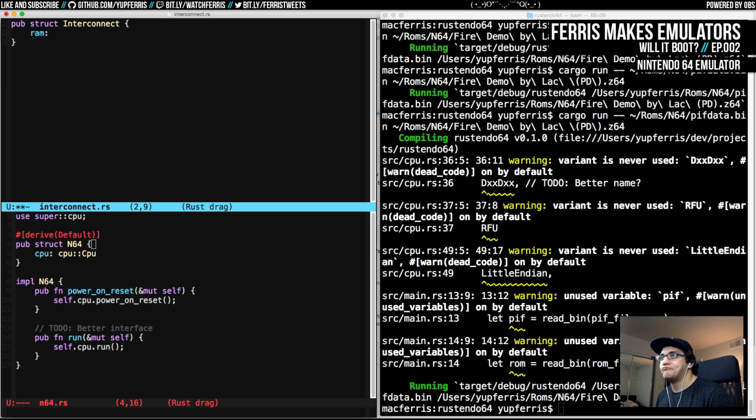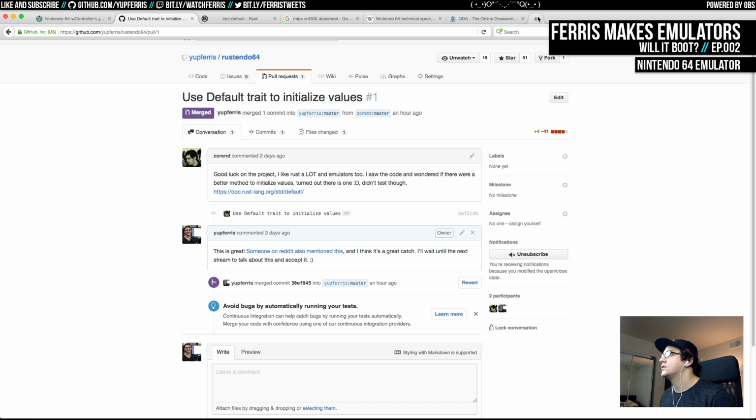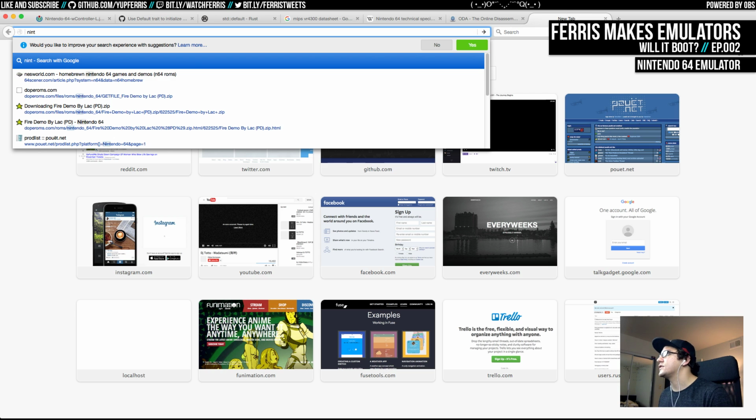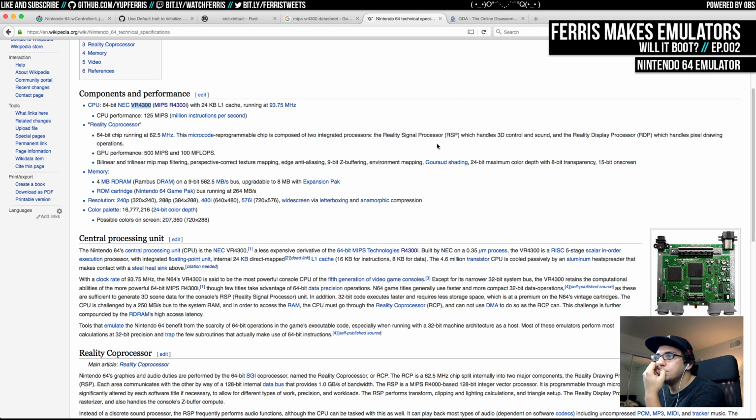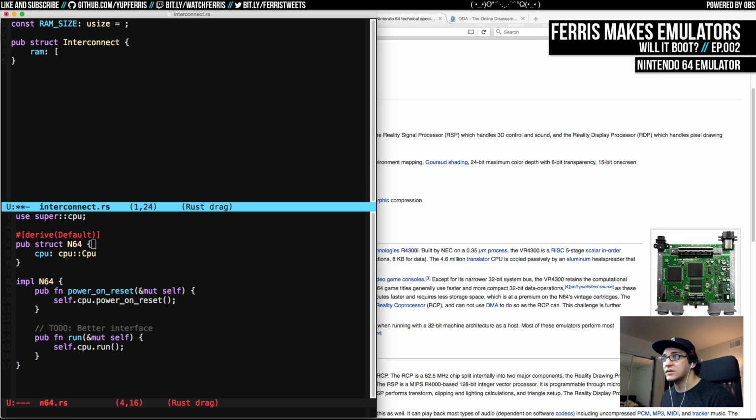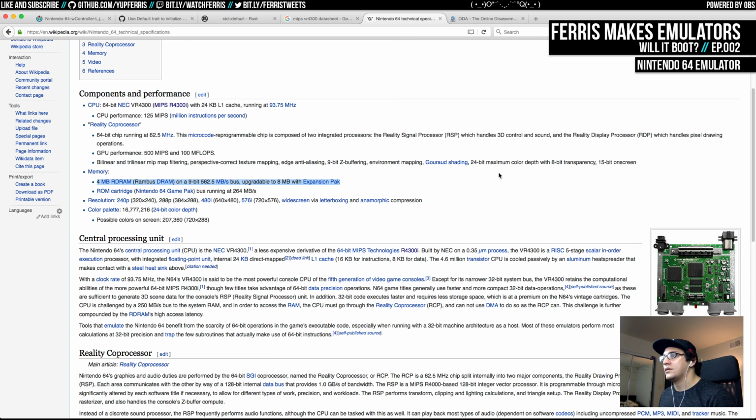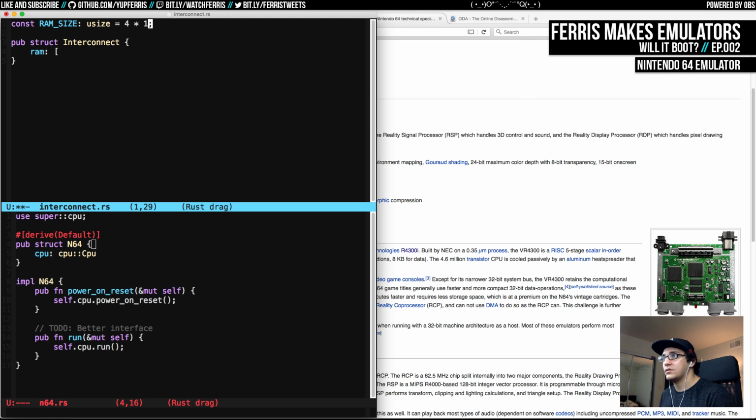So we're going to have, I guess, some RAM, and I'm going to make a constant for this. And I don't remember how much RAM this has. I believe it had, was it 4 and 8 megs? Actually, the spec's open right here. Yeah, 4 megs upgradable to 8 megs. We're going to worry about the expansion pack later and just make this 4 megs. For kilobytes, megabytes.